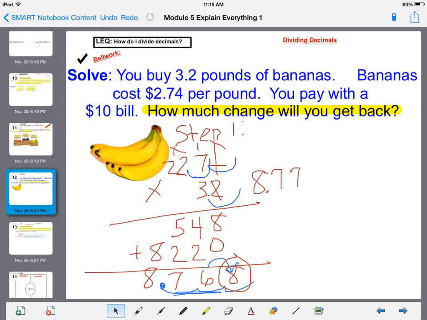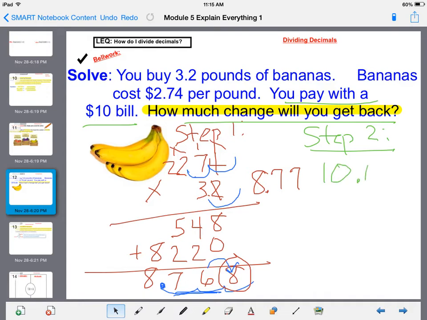$8.77 on bananas. Now, we are not done, because the question asks if we pay with a $10 bill, how much change are we going to get back? So we're going to go on to step 2. Let's represent the $10 that we handed the cashier. We start with that. And from that, we subtract the cost of the bananas, which was $8.77.